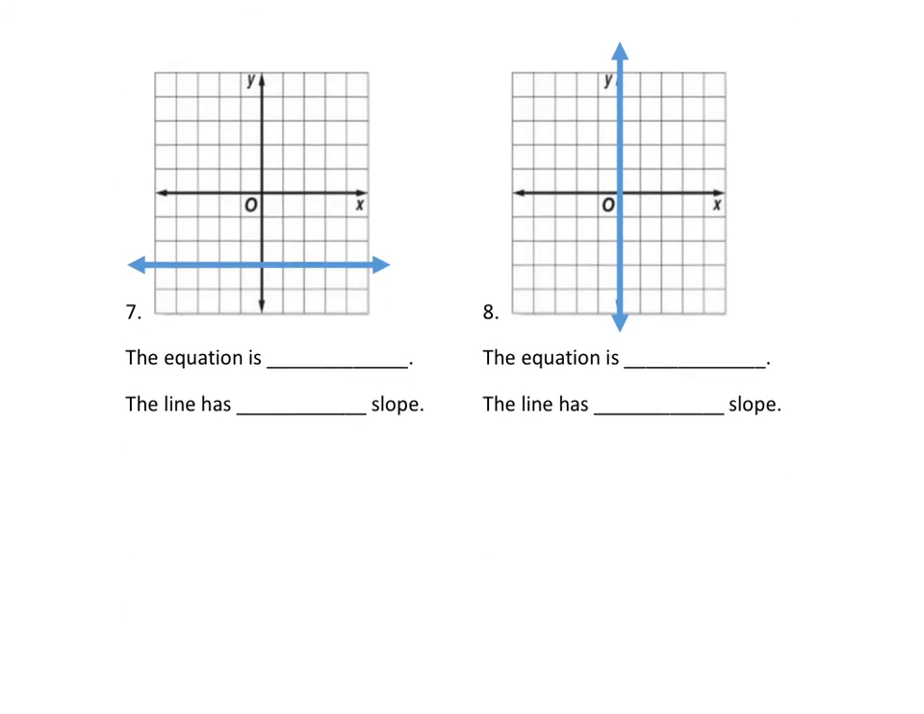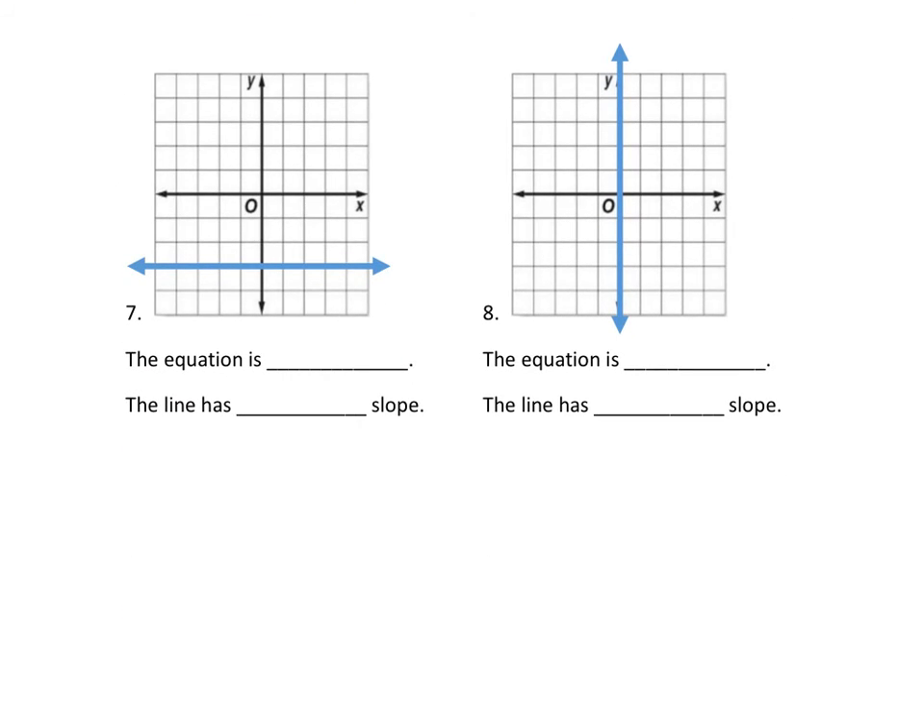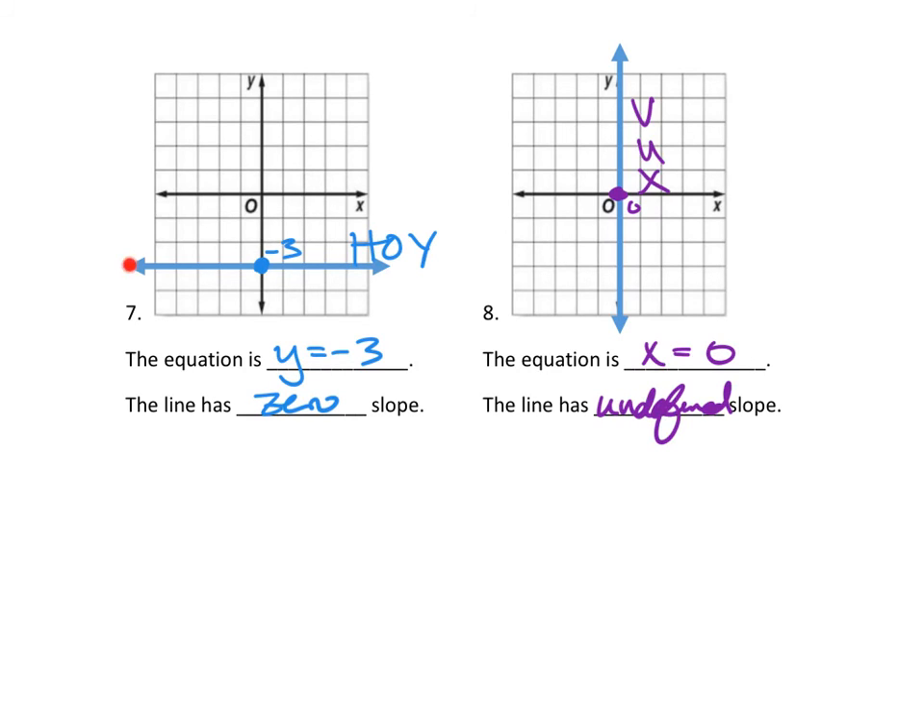You have number 7 and 8. Please write the equation of these two lines and tell me what kind of slope they have. Check it out. How'd you do? Since number 7 is a flat line, it is HOY, going side to side. That's horizontal. It crosses the y-axis at -3. So its equation is y equals -3 with a 0 slope.